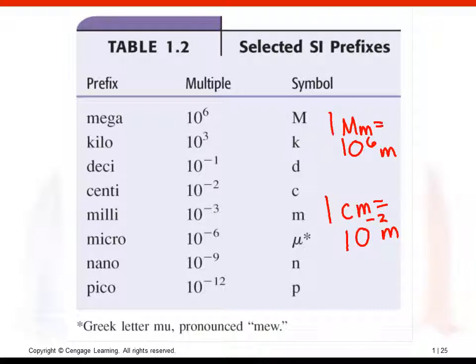This chart represents what you will need to know about metric prefixes. Notice the symbol on the right is representative of the prefix itself. It will be paired with a base unit like the meter or second. The multiple indicates the number of the base units in one of the symbol units. For example, 1 megameter equals 10 to the 6th meters, and 1 centimeter equals 10 to the negative 2 meters.